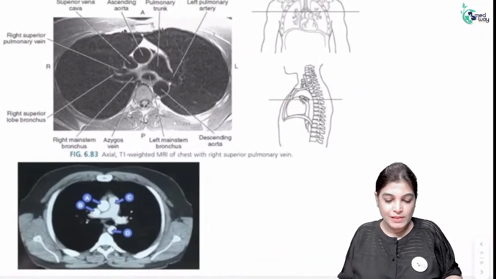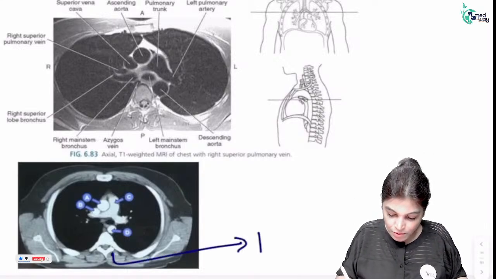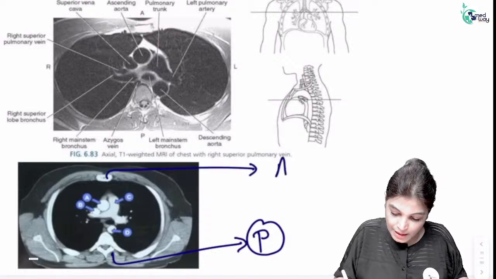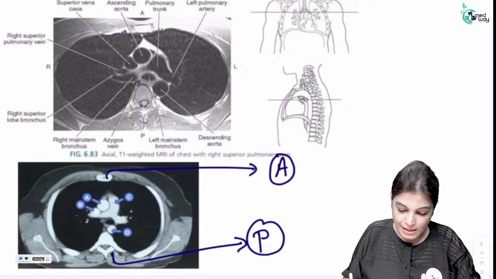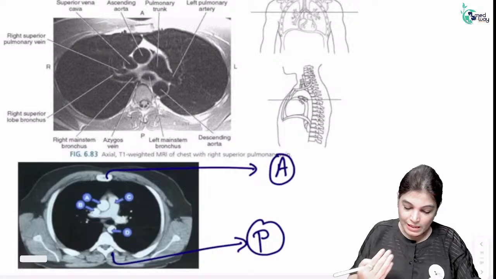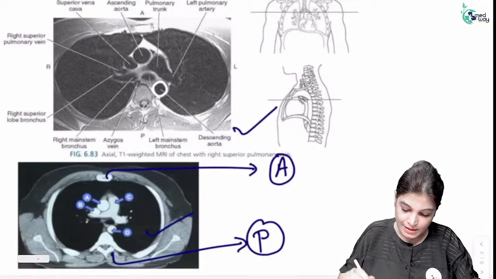If you see these images together, the first thing is how you are going to identify orientation. This is P for posterior, because this is the vertebra. This is the cut part of the sternum, so this is A for the anterior part. We can see the vertebra posteriorly, and the structure posteriorly close to it, as you can see in this diagram, will be the descending aorta. D is the descending aorta.